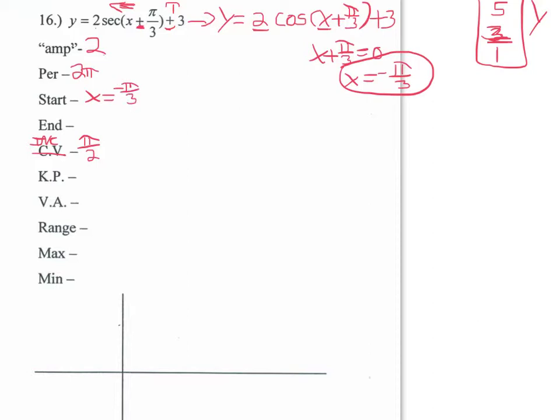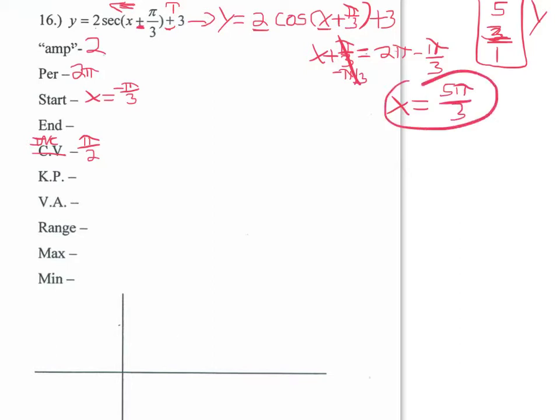Okay, then the end, well, I'm just going to erase what I just did. And now I just take x plus pi over 3, remember whatever's in the parentheses, and now I set it equal to 2 pi. So if I subtract pi over 3 from both sides, well, let's see here. 2 pi is the same as 6 pi over 3. So 6 pi over 3 minus pi over 3 gives me 5 pi over 3. So everything's shifted to the left. So x equals 5 pi over 3.